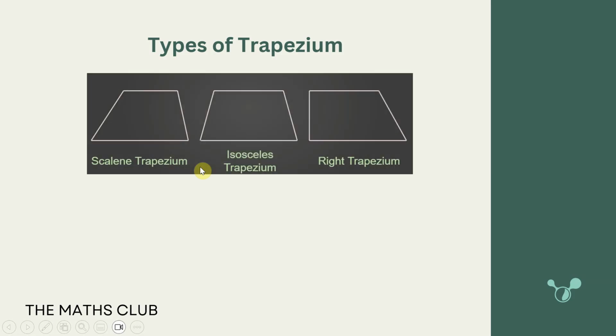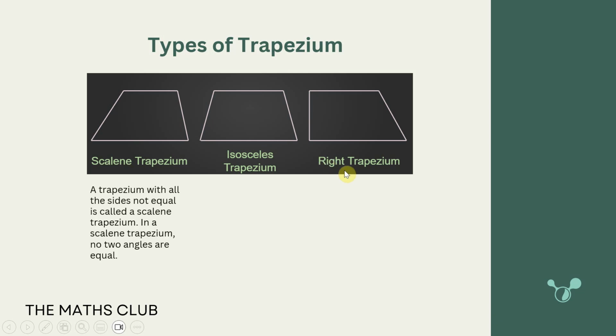So what types of trapezium do we have? We have the scalene, we have the isosceles trapezium, we have the right trapezium. From the types of triangle, you should have an idea of what each of these should be. A scalene trapezium is a trapezium with all the sides not equal, right? And because no side is equal, no two angles are equal. They all have different angles.